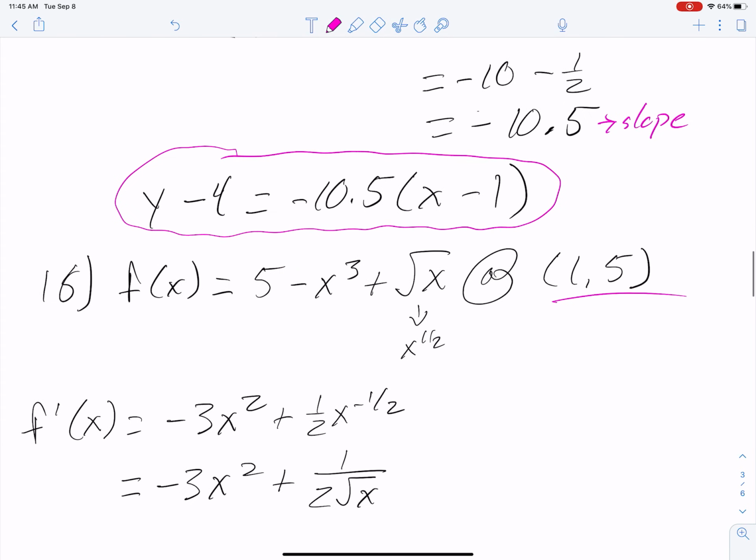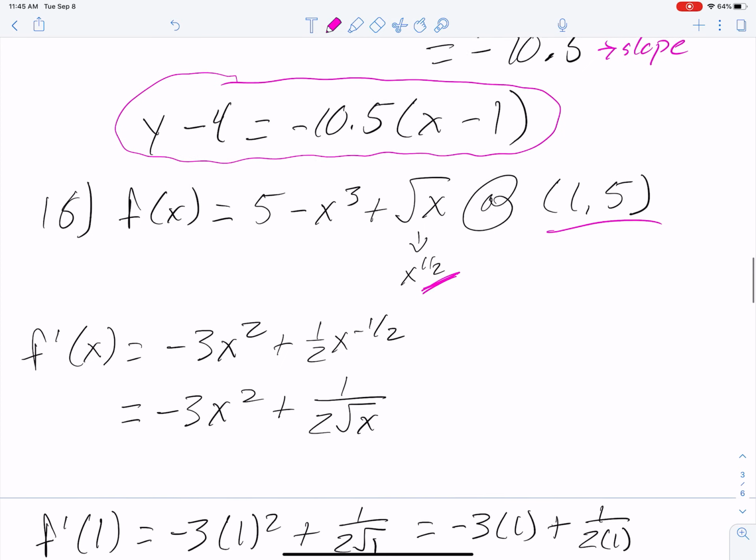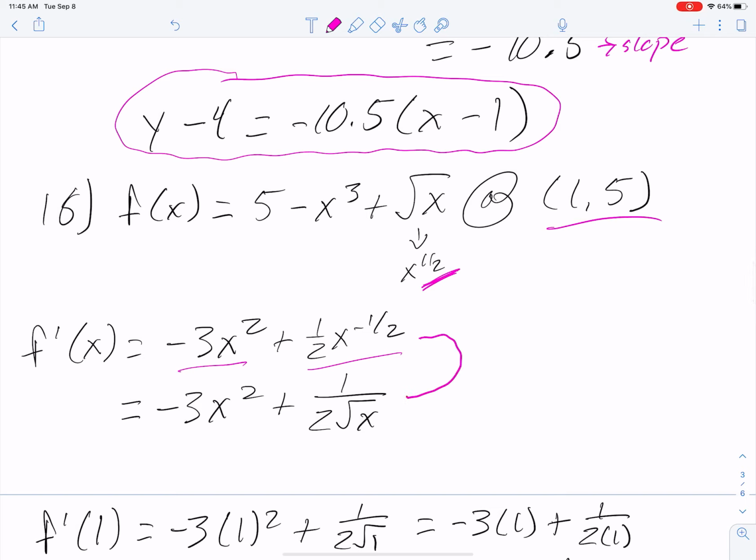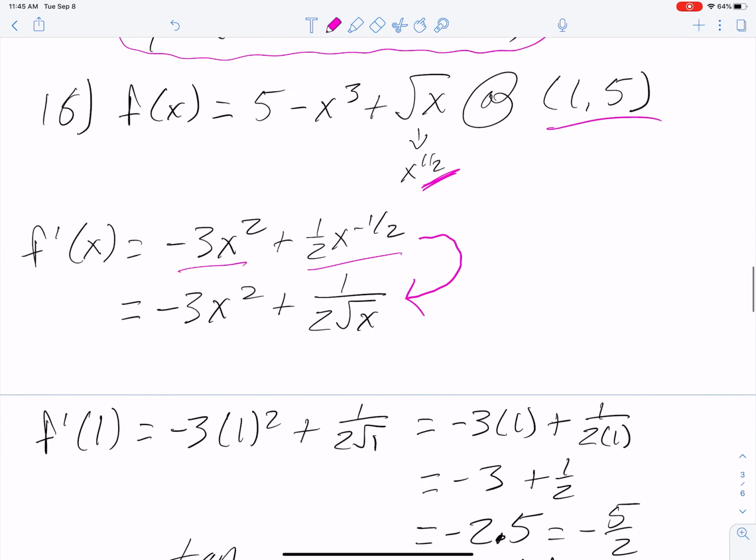Now, for 18, they very conveniently have given us the y coordinate. So again, that's going to save us some time. I do need to rewrite as I find my derivative for square root of x. So the derivative of 5 is 0, derivative of negative x cubed is negative 3x squared, and derivative of x to the 1/2 is 1/2 x to the negative 1/2. But again, because I'm going to plug in, I have to take the time to rewrite that 1/2 x to the negative 1/2 as 1 over 2 root x.